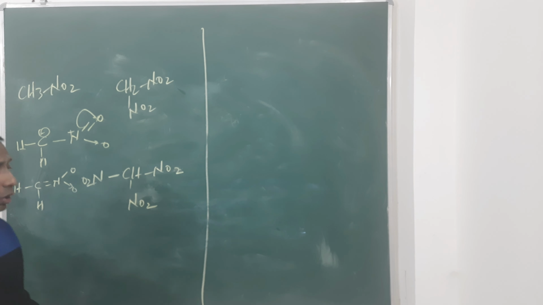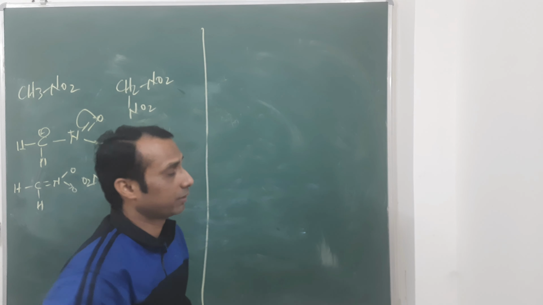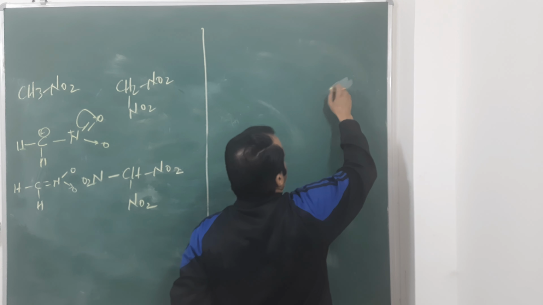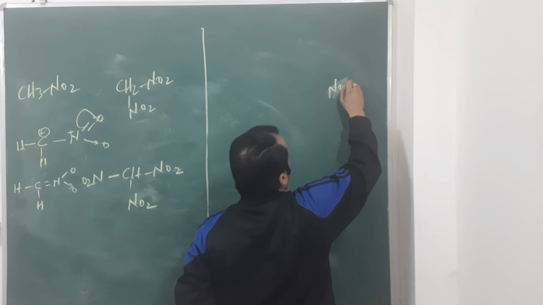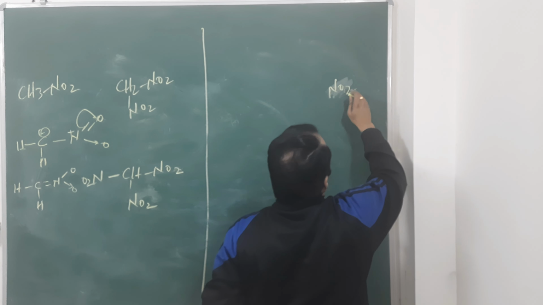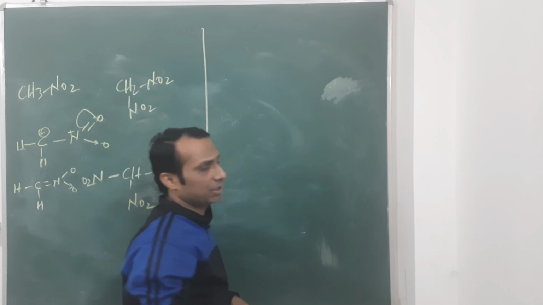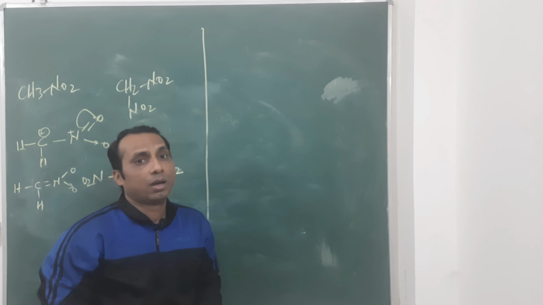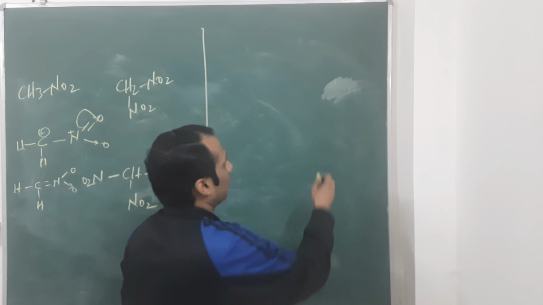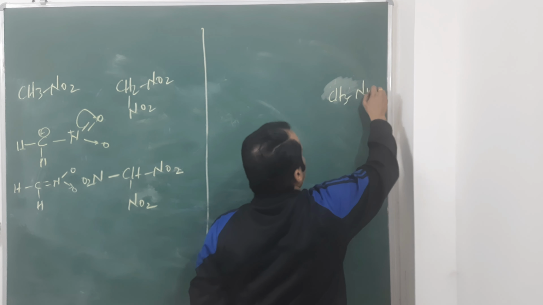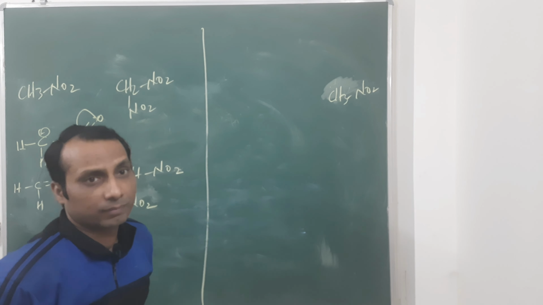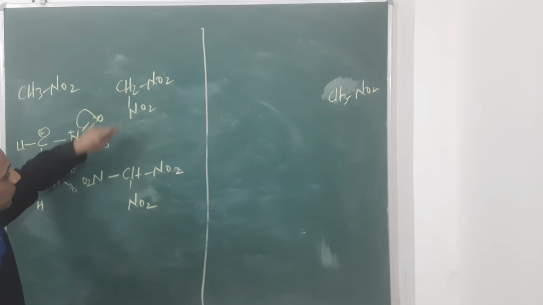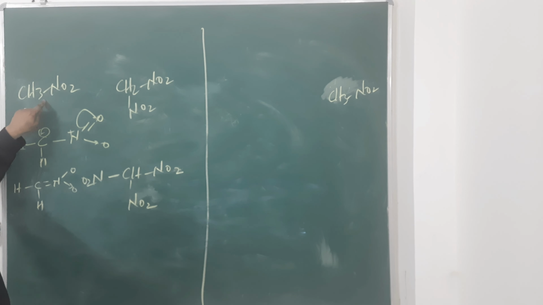So overall, what we can say about the acidic strength is that you have NO2, and CH3NO2. The compound with more NO2 groups will form the more acidic compound. So students, we can write here that it will form the more acidic compounds. Correct? And then these compounds: first this compound, then second, and then third.